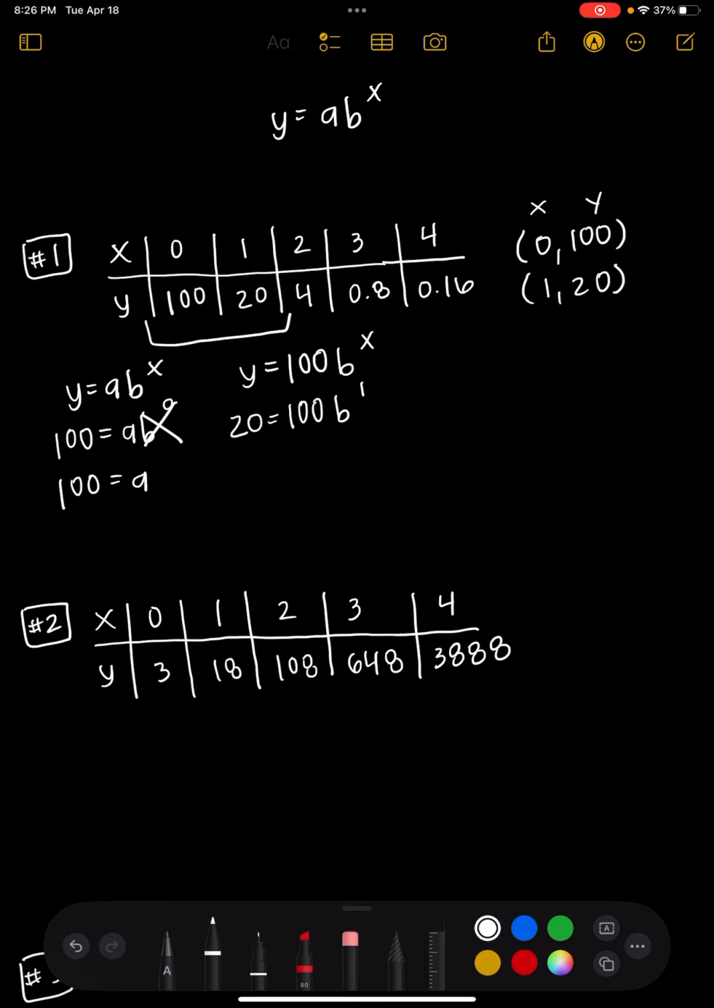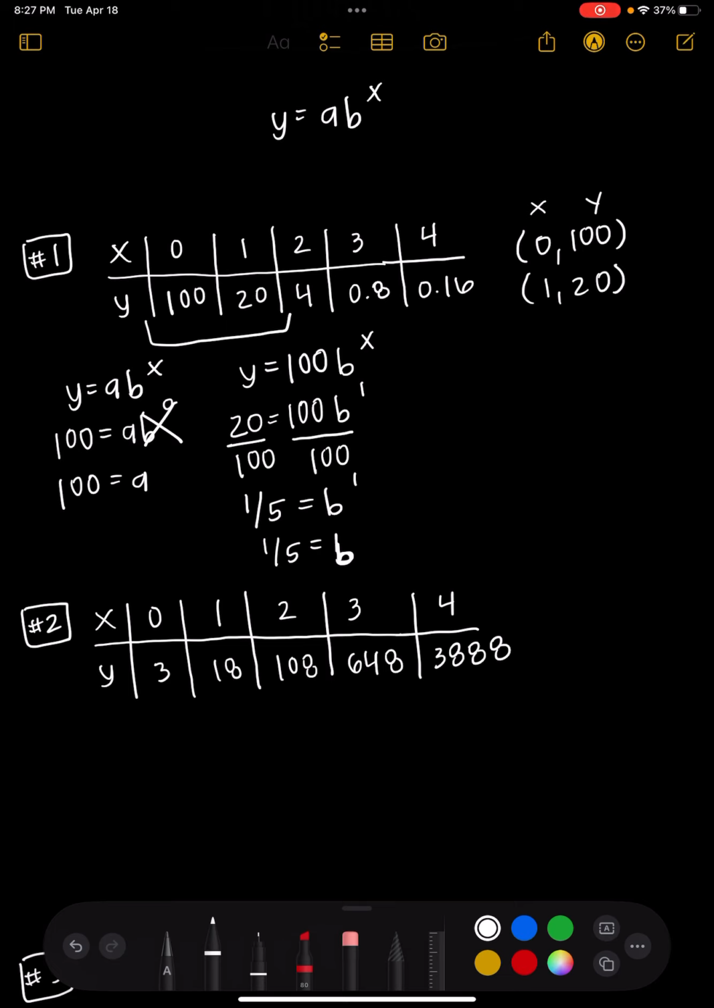All right, so I want to solve this for b, which means I need to get b by itself. To get b by itself, I'm going to divide each side by 100, and I get 20 divided by 100 is 1/5, is equal to b to the power of 1. Now, b to the power of 1 is actually just b, because anything to the power of 1 is just itself, which means that I know that 1/5 is equal to b. Oh, sorry, that does not look like a b.